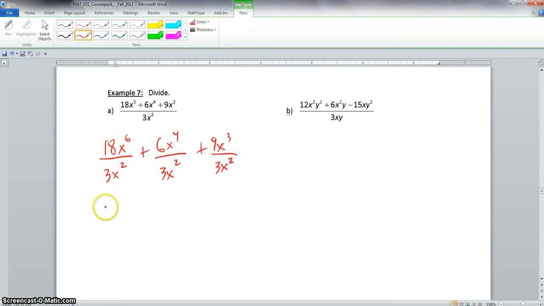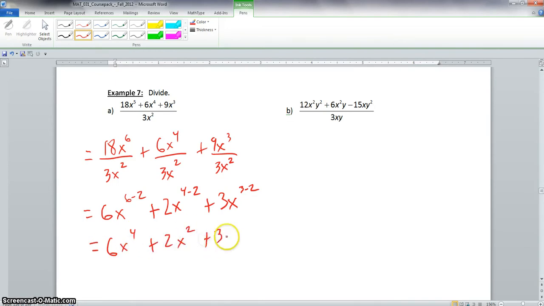Now we divide. 18 divided by 3 is 6. Now x to the 6 over x squared is x to the 6 minus 2. Plus 6 divided by 3 is 2. And then we add x to the 4 minus 2. Plus 9 divided by 3 is 3. And we add x to the 3 minus 2. Now, we have 6x to the 4th plus 2x squared plus 3x. And you could write the 1, but you don't need to write the 1. We could just leave it as 3x. So we have 6x to the 4th plus 2x squared plus 3x. And that's the final answer for A.